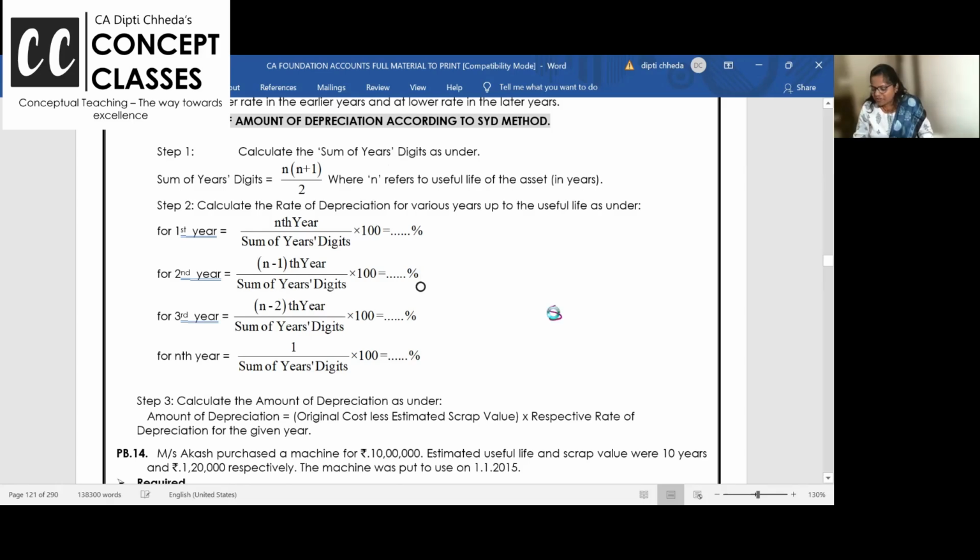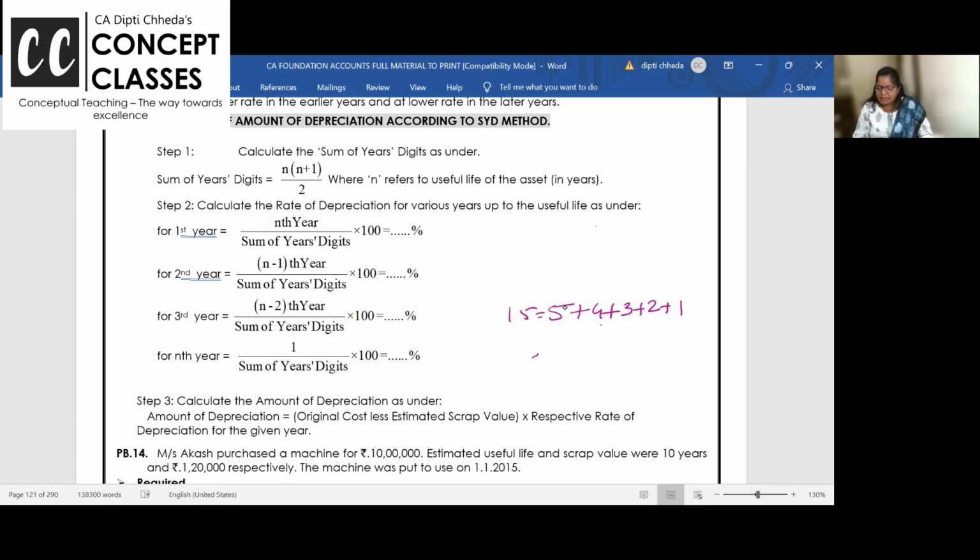Suppose I'm going to depreciate for 5 years. Plus 4 years, plus 3, plus 2, plus 1. So what is the total of this? 15. Then in the first year, shall I charge depreciation 5 by 15, then 4 by 15, 3 by 15, like that? Calculate the sum of the years, where n is equal to the useful life in years, and multiply by 1. I will teach you both ways. Calculate the rate of depreciation for the various years.